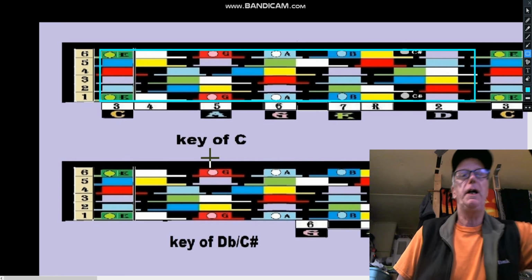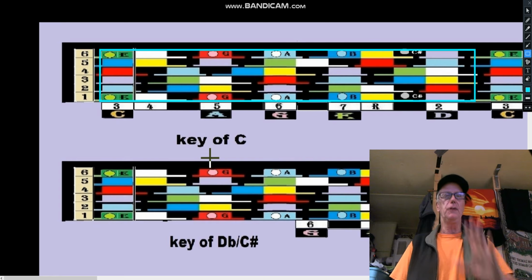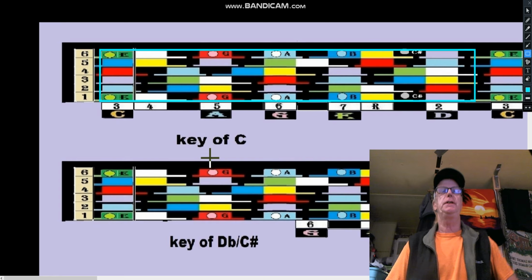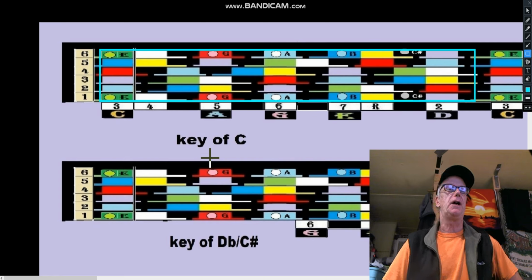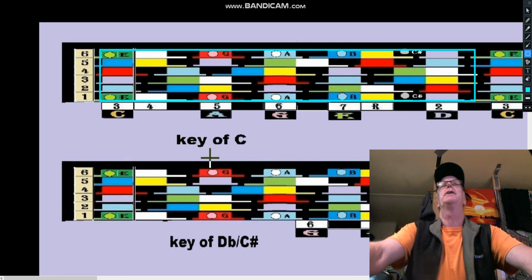And as you'll find, G is actually the easiest key to play if you're going to use dots. And I'll show you why when we get there. Not C. There's a reason. I want to show you that when we get there.